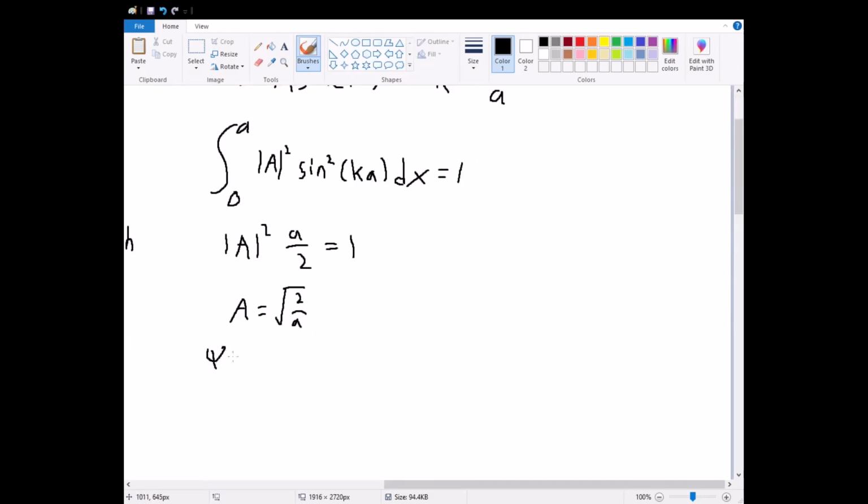Our spatial wave function for the Schrodinger equation in terms of separable solutions for the infinite square well is going to be equal to the square root of 2 over a times sine of, and we replace k with what it equals, n pi over a, times x. Here a is the width of our quantum well. And as a result of that, we have, for all intents and purposes, finished solving this system.